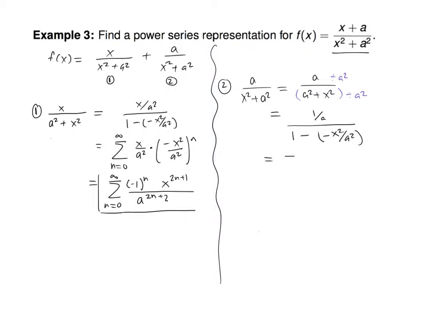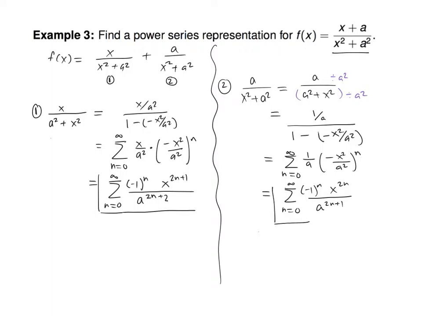Okay, so that's the sum from n equals 0 to infinity of 1 over a times negative x squared over a squared to the n, which is the sum from n equals 0 to infinity of negative 1 to the n, x to the 2n over a to the 2n plus 1. That's half. Add those sums together. And you're going to add those sums together.